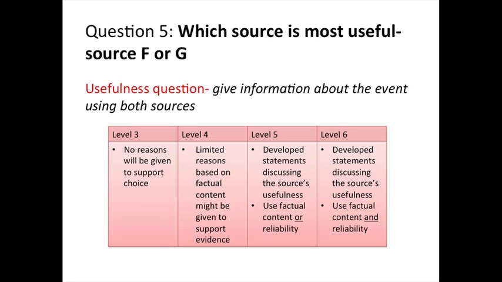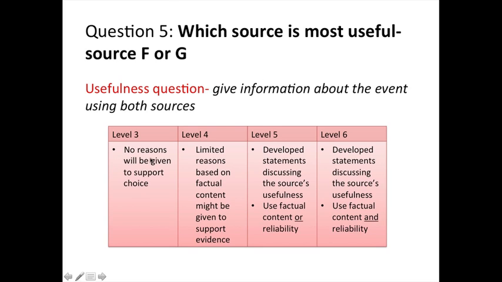Moving on to question 5. Which source is most useful, source F or G? This question differs as it is not about comprehension. You don't need to use the sources to find out information about the event. You are looking at the reliability of the source. What it is useful for, what it is not useful for, using both sources. This mark scheme therefore differs.